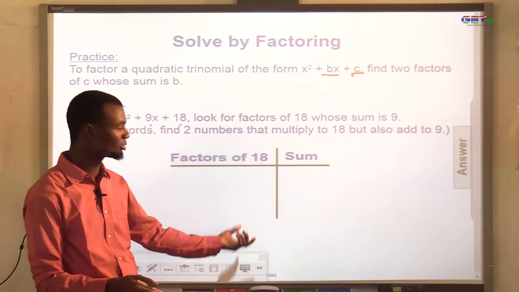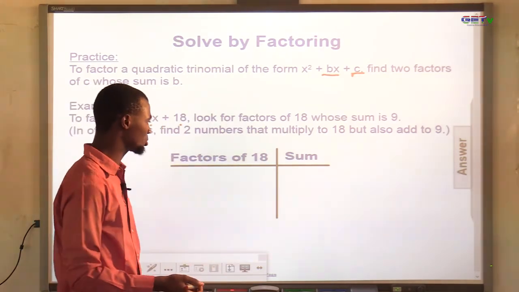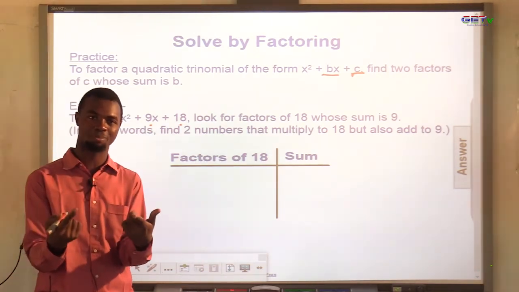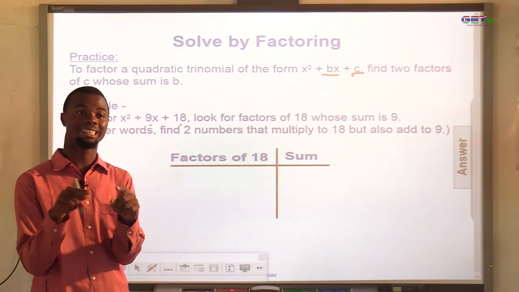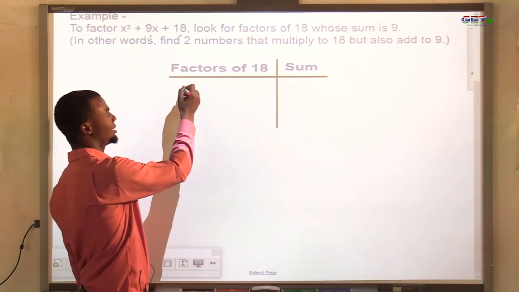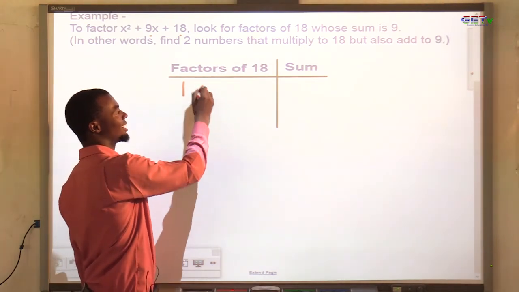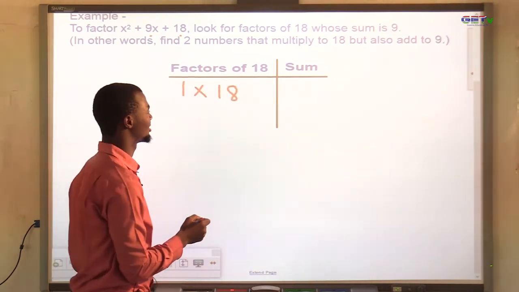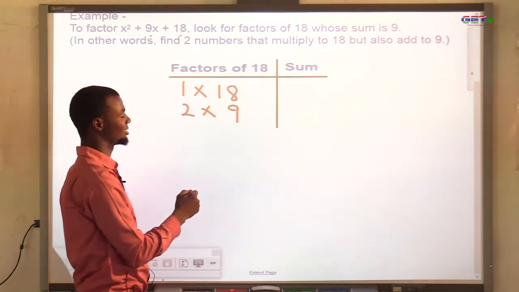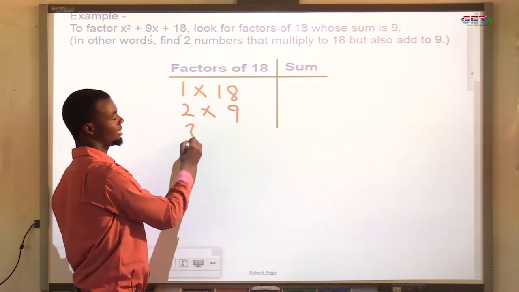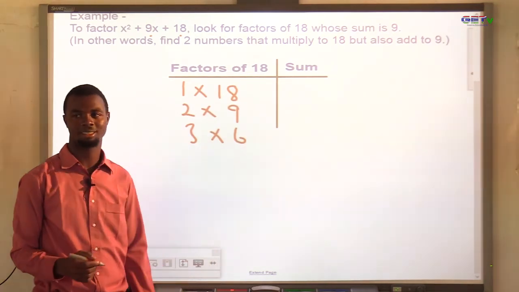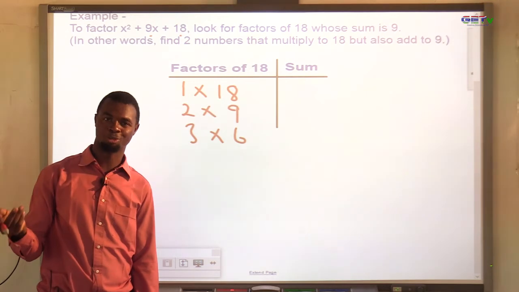We list the factors of 18. What are the factors of 18? Factors of 18 are two numbers that when you multiply them, they can give you 18, or numbers that can go into 18. So factors of 18, we have 1 and 18. We have 2 and 9. We also have 3 and 6. These are factors of 18. What are the other factors of 18?